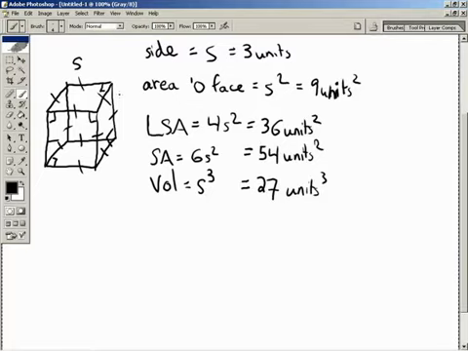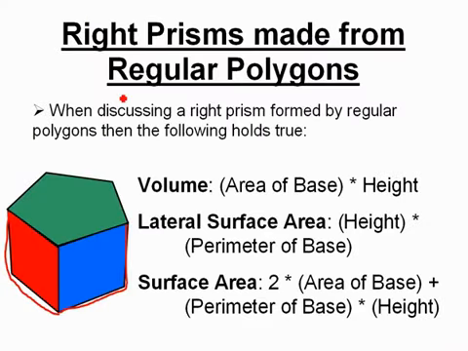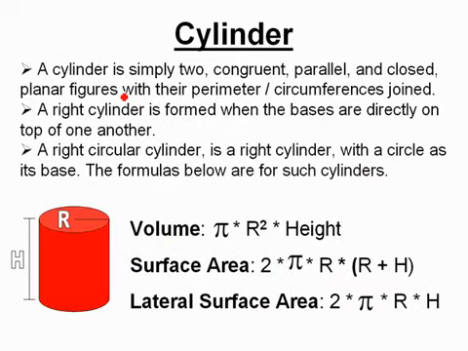So with all of that covered, we're pretty much done our discussion on prisms, and we're going to move on to a discussion on cylinders. A cylinder is simply two congruent, parallel, and closed planar figures with their perimeter or circumference joined.